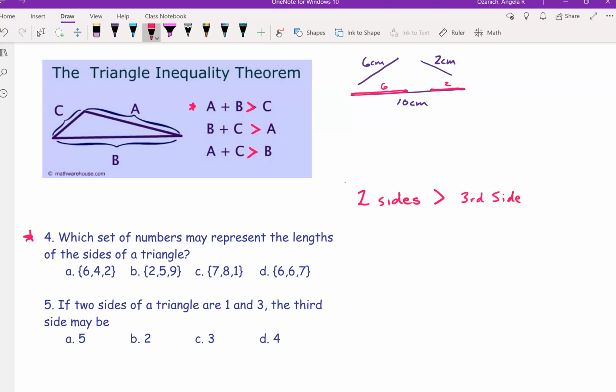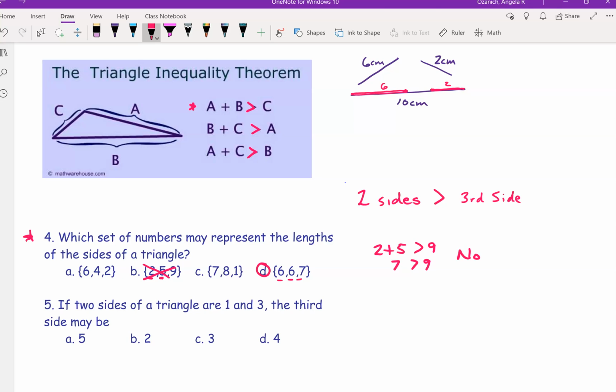So we'll test that here. We have 6 plus 6 is 12. That's greater than 7. And 7 plus 6 is 13, that's greater than 6. So this 6, 6, and 7 works to represent lengths of sides. Let's look at this one right here. 2 plus 5 has to be greater than 9. Well, that's not true because 7 is not greater than 9. So that's going to be a no for that one.